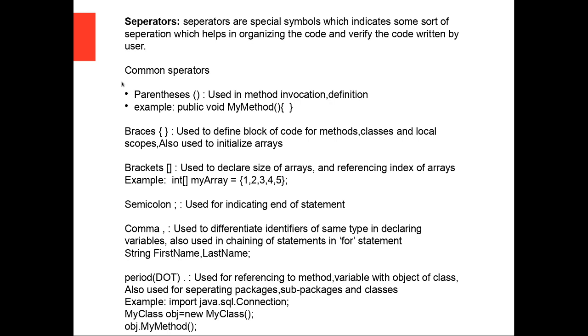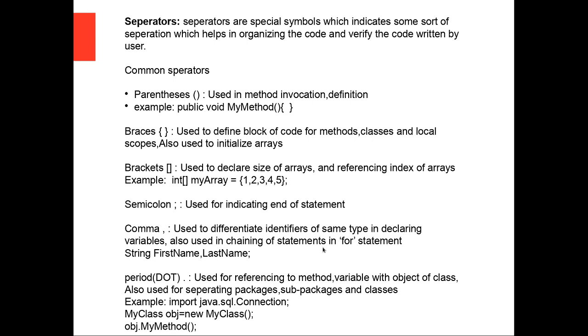Semicolon used for indicating end of statement. If you take a look at here, we are using semicolon to show end of statement at the end of our array. Comma, used to differentiate identifiers of same type in declaring variables, also used in changing statements in for loop. We will learn about this later on. Let's take a look at the example here. String, first name, comma, last name. And you could declare your variables like this also.